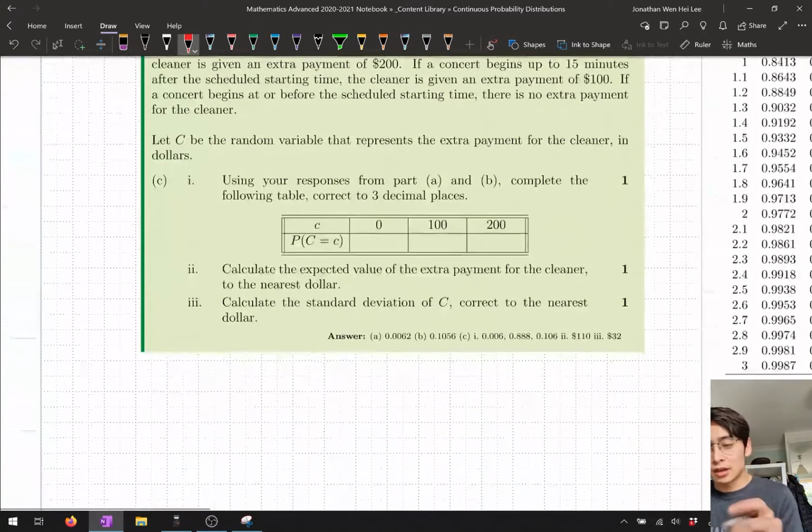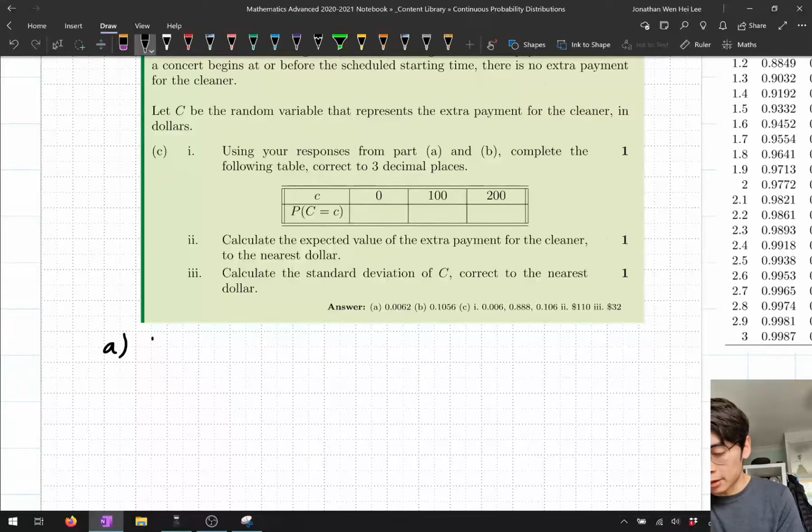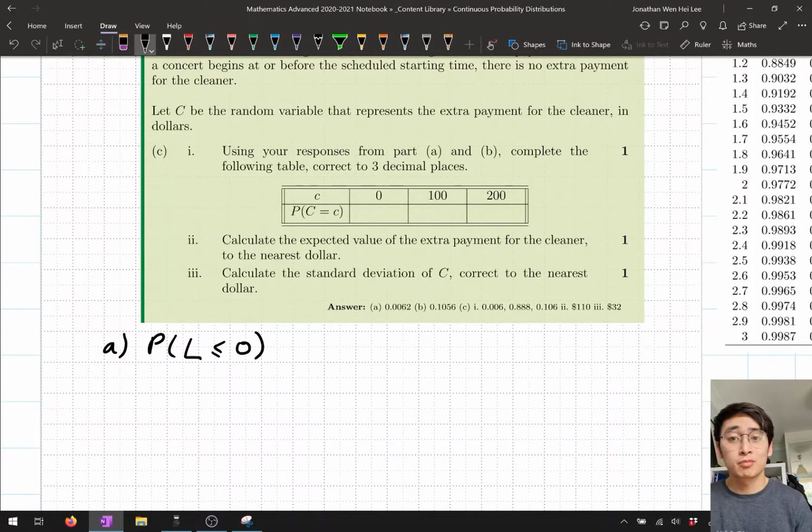So here, for this first part A, I want to find the probability that our random variable L is less than or equal to 0. Great. Now what we need to do is convert that into a z-score, so we can actually use our table.